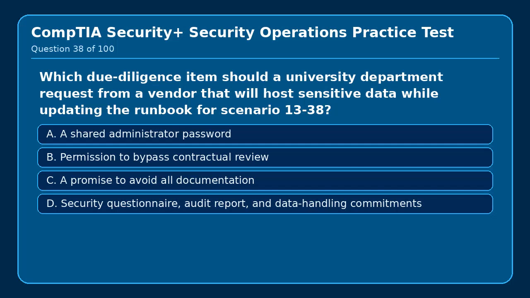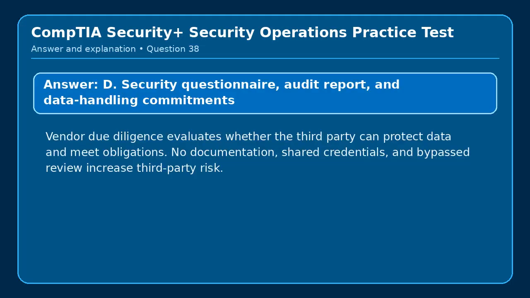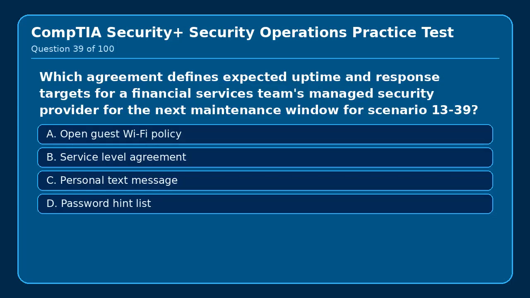An SLA documents measurable service expectations such as uptime, response time, and escalation commitments. Informal messages, Wi-Fi policies, and password hints do not establish service performance terms. Question 40. Before sharing proprietary designs with a consultant, which document should a remote sales group require during a quarterly review for scenario 13 to 40?